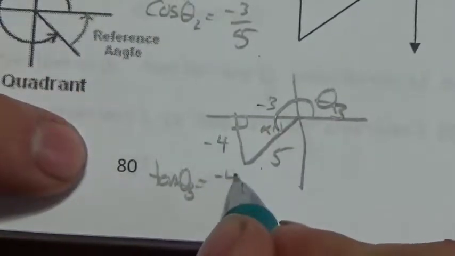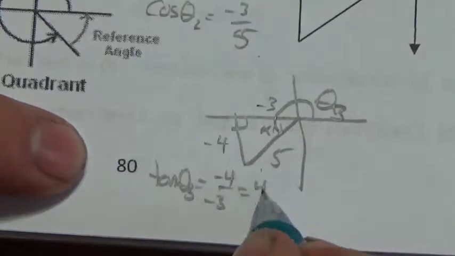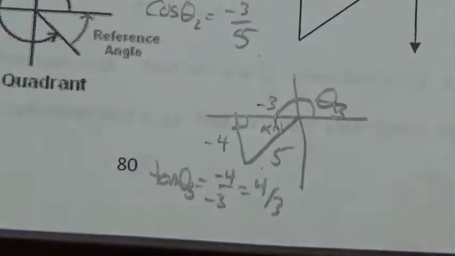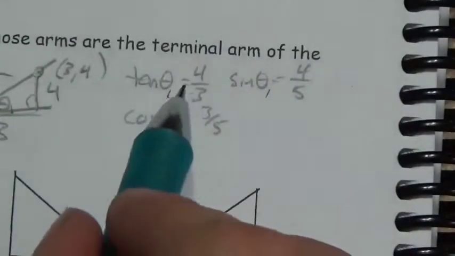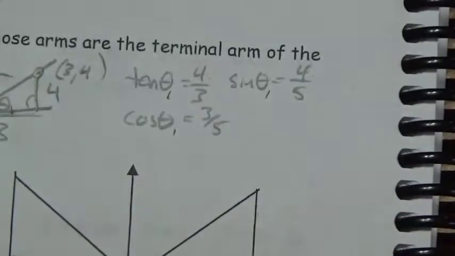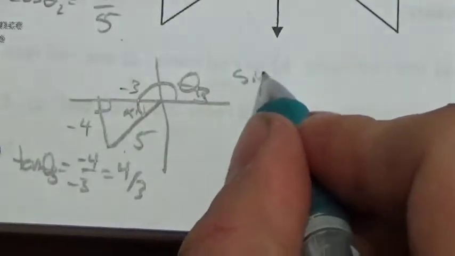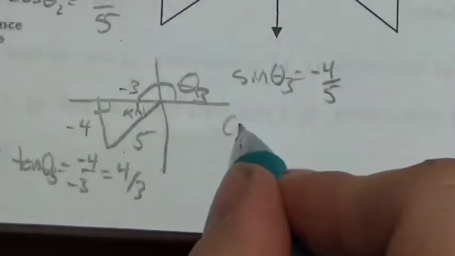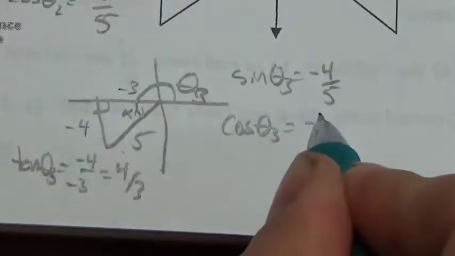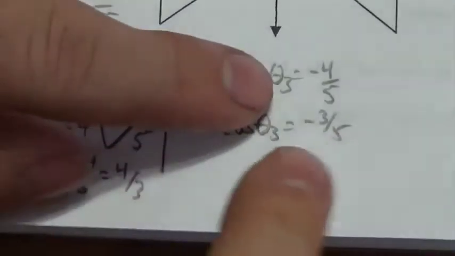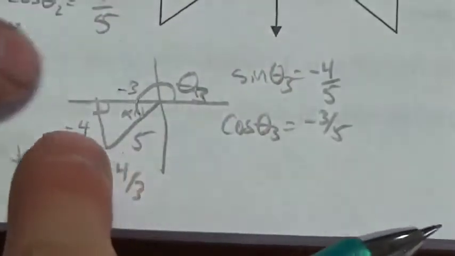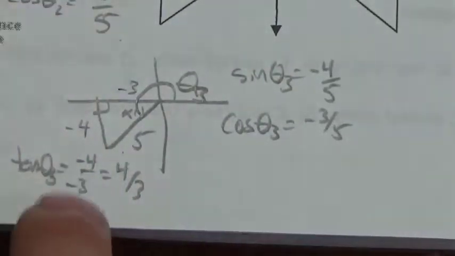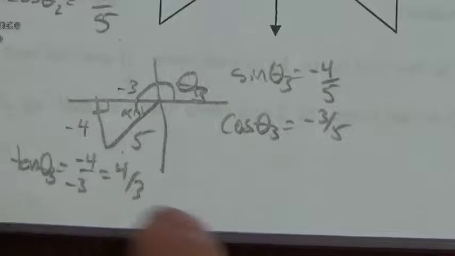Well, the negatives will cancel. -4 over -3, I'm going to get +4/3. And that's kind of crazy because that takes us right back. That's the exact same trig function that we get right there. Okay, +4/3. That's amazing. The sine of theta 3 will be now -4/5. And the cosine of theta 3 is going to be -3/5. So this time sine and cosine were negative because of where we were located, but tangent became positive. Okay, and we've got to go one more here.